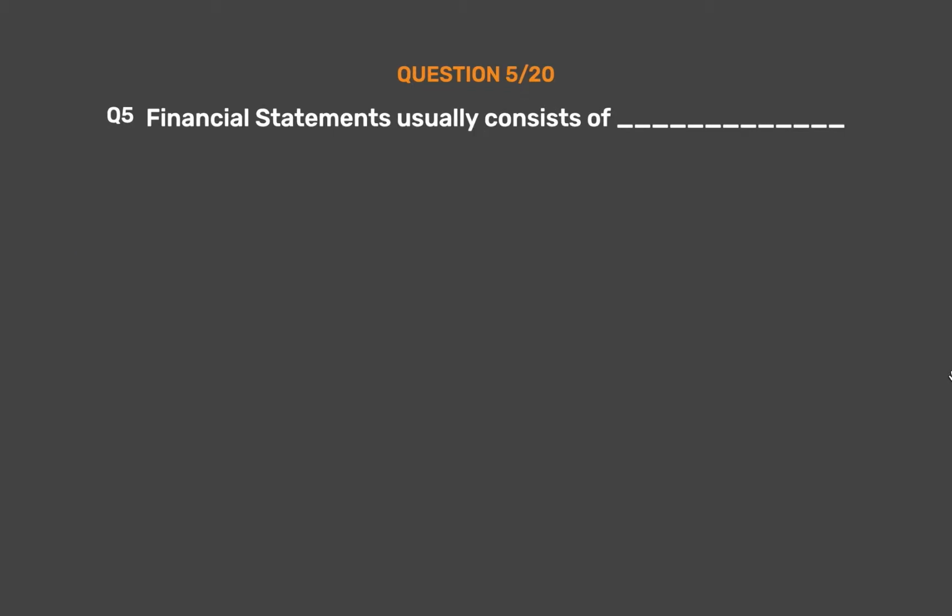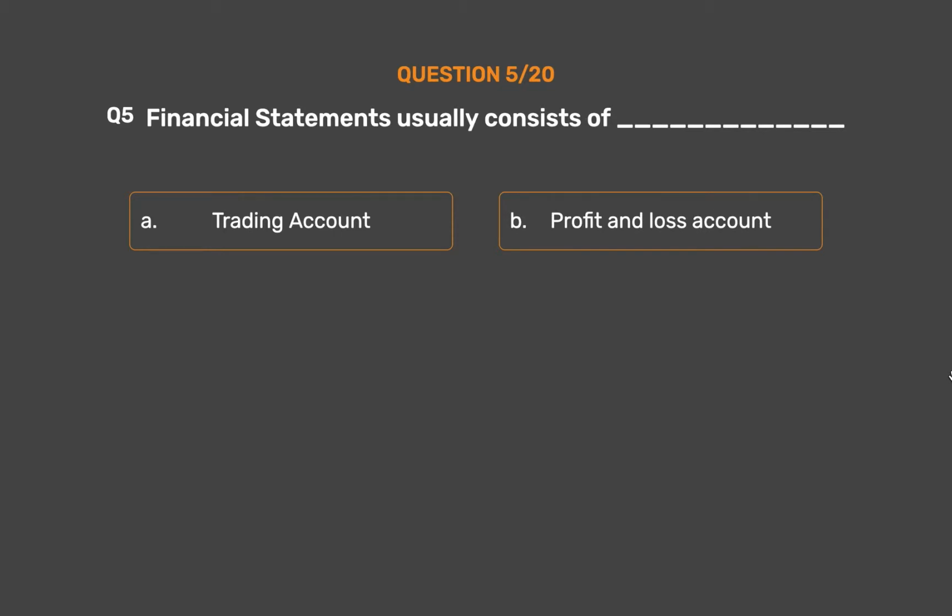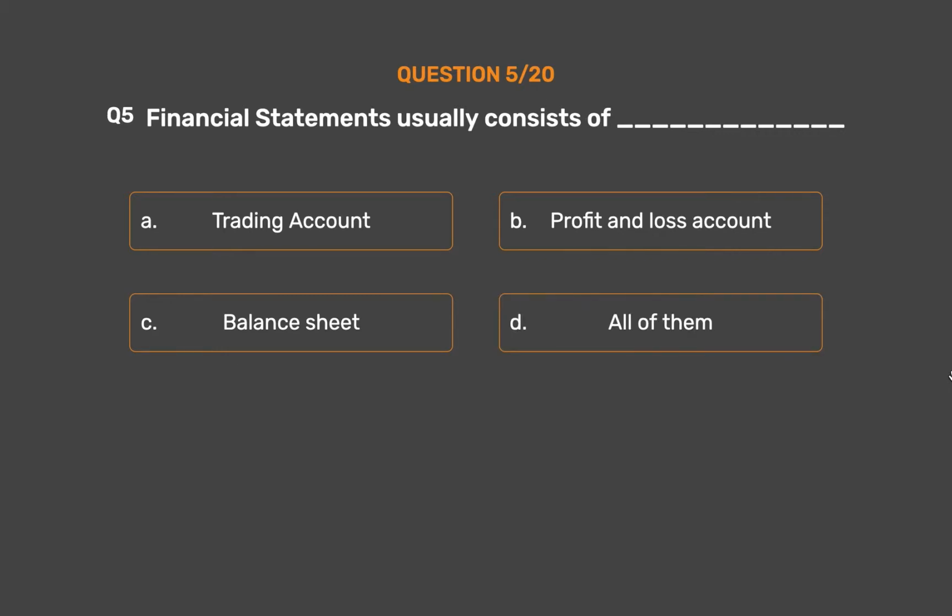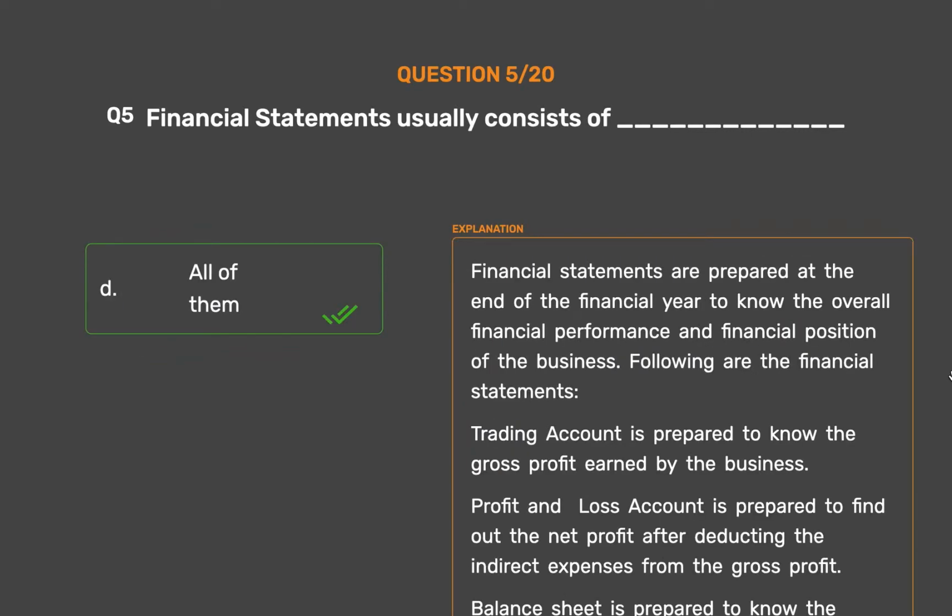Question number 5. Financial statements usually consist of underscore. Option A. Trading account. Option B. Profit and loss account. Option C. Balance sheet. Option D. All of them. The correct answer is Option D. All of them. Financial statements are prepared at the end of the financial year to know the overall financial performance and financial position of the business.